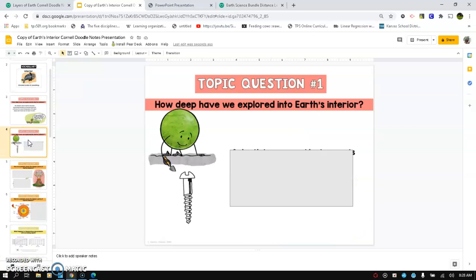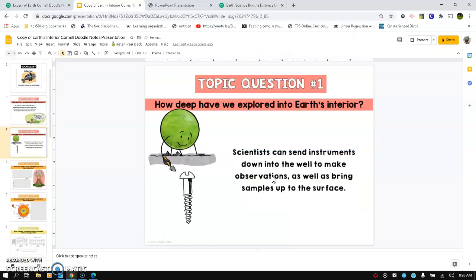Okay, so the next topic question is number 1. Still number 1. We're not at a different one. How deep have we explored into the Earth's interior? Scientists send instruments down to make observations as well, bringing up surface. So we can't go down there.